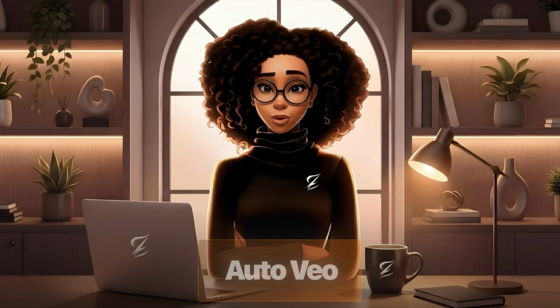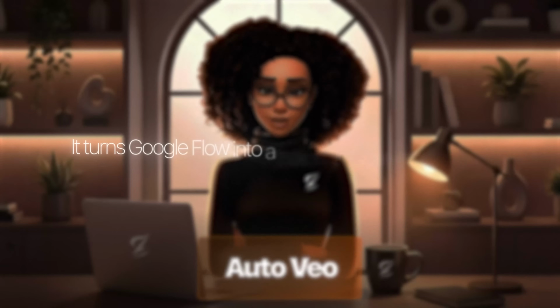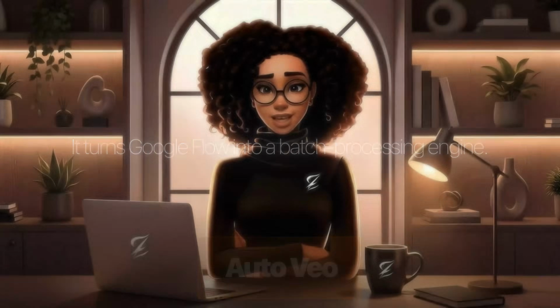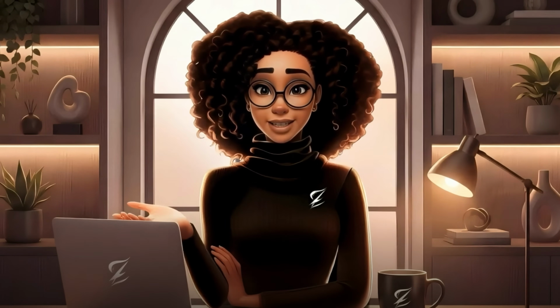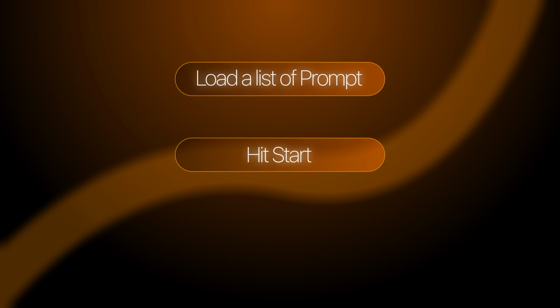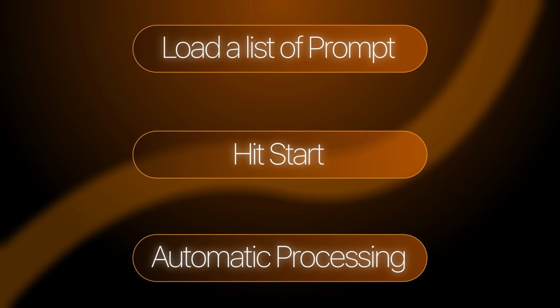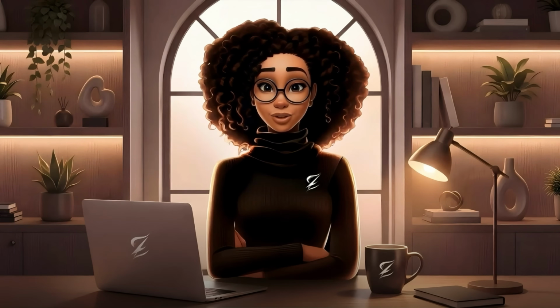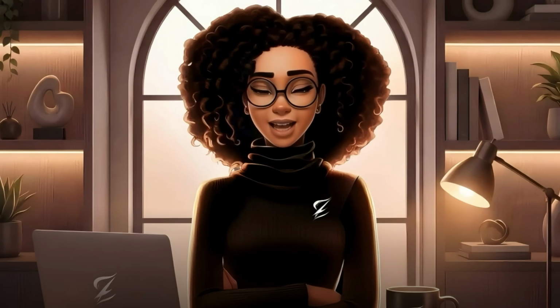The second is a Chrome extension called AutoVeo. What it does is turn Google Flow into a batch processing engine. Instead of generating images one at a time, type a prompt, wait, download, repeat. You load a full list of prompts, hit start, and AutoVeo processes all of them automatically. It pastes each prompt, clicks generate, waits for the result, downloads it, and moves to the next one while you do something else. That is the entire setup.